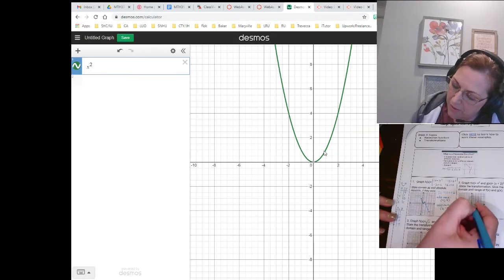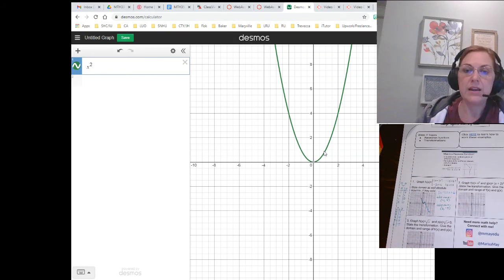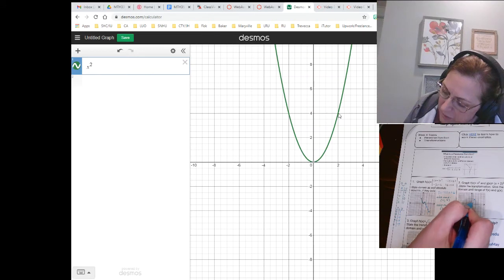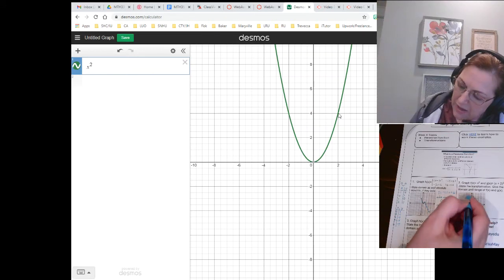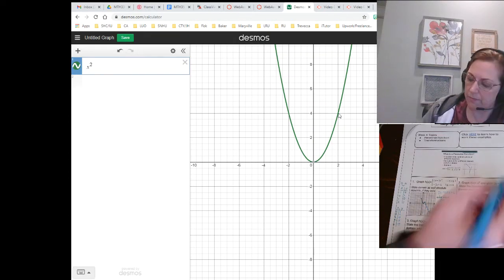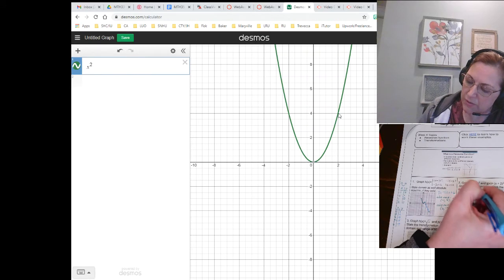I've got 0, 0, and 1, 1. And keep going, and you can get a point here at, looks like 2, 4. Okay, so I'm going to graph 2, 4. And then you can do some negatives as well. And you get this nice graph. Now remember, this is y equals x squared. This is f of x equals x squared.